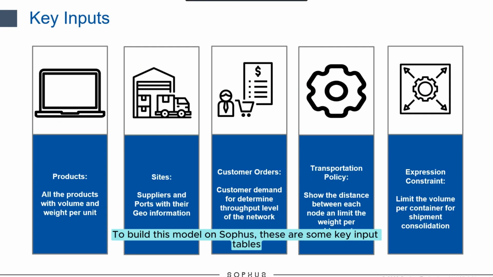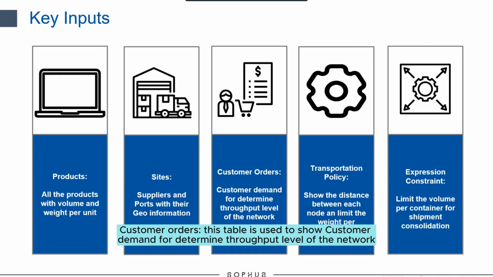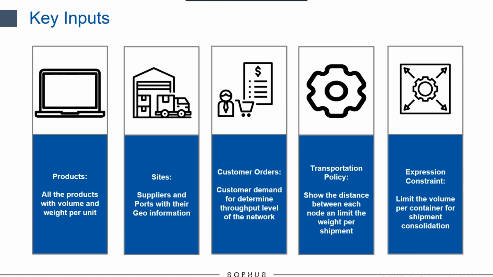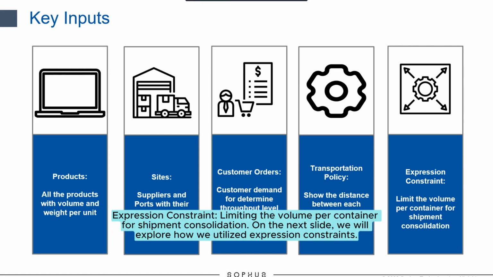To build this model on Sophus, these are some key input tables. Products table. We need to specify all products' volume and weight for consolidation. Sites table. This table will include all the suppliers and ports information. Customer orders. This table is used to show customer demand for determined throughput level of the network. Transportation policy. Show the distance between each node and limit the weight per shipment. Expression constraint. Limiting the volume per container for shipment consolidation.